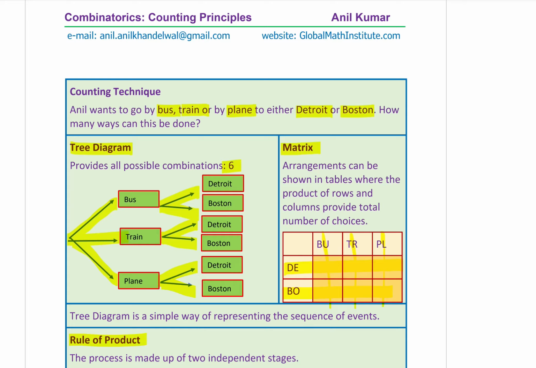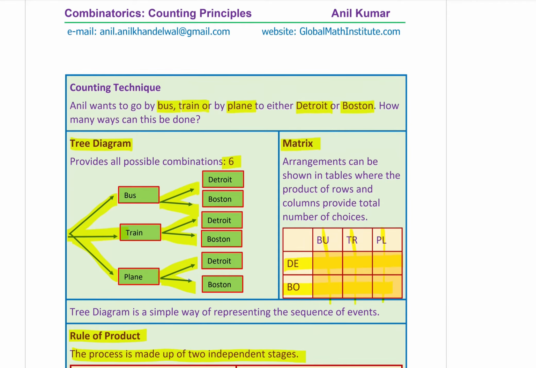Perfect. And that gives our first rule of counting, right? Here you will notice that the process is made up of two independent stages. One stage is the mode of communication. The other stage is the selection of the destination. Mode of communication, three options; destination, two options. So in all, what do we have? We have six options, correct?